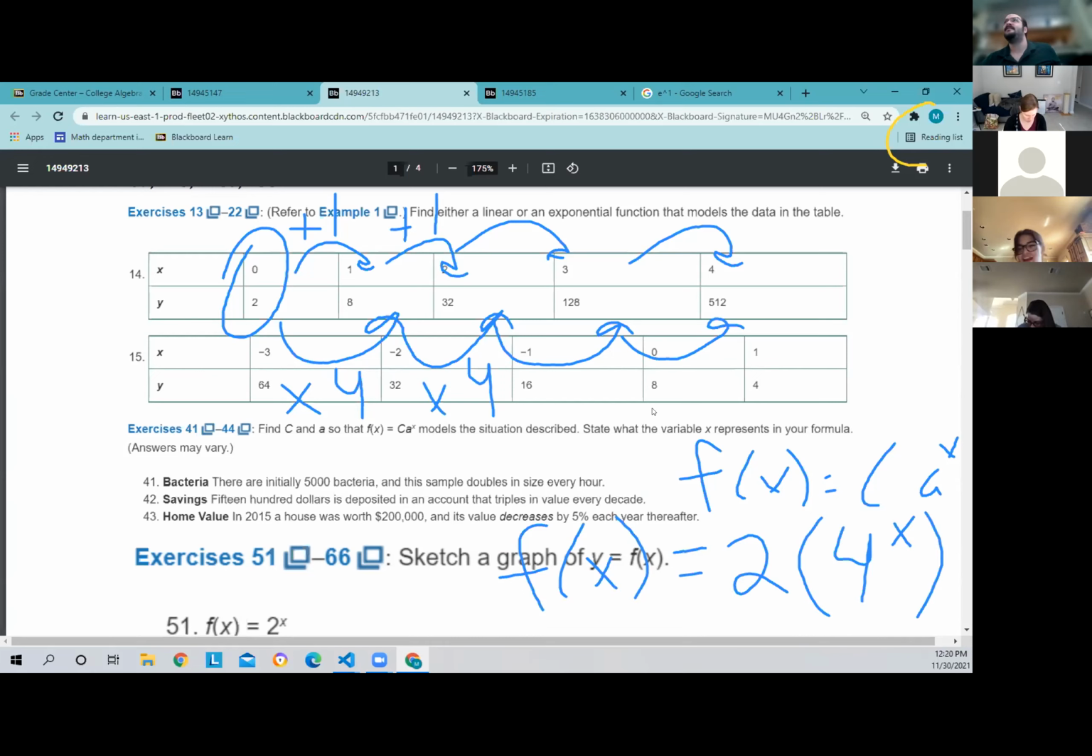So c, I think I said, is like the y-intercept. It's where it's starting, right? It's your initial value. The other thing is the a, that's the rate of change. We're multiplying by 4 each time, and so that's going to end up being my base. Every time I increase my x by 1, I'm multiplying by another 4. So we have f of x equals 2 times 4 to the power of x. Okay, thank you.